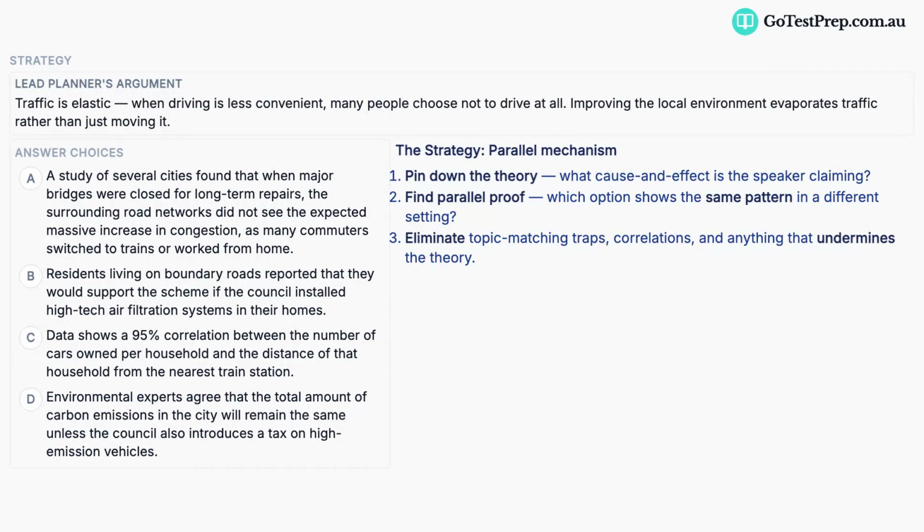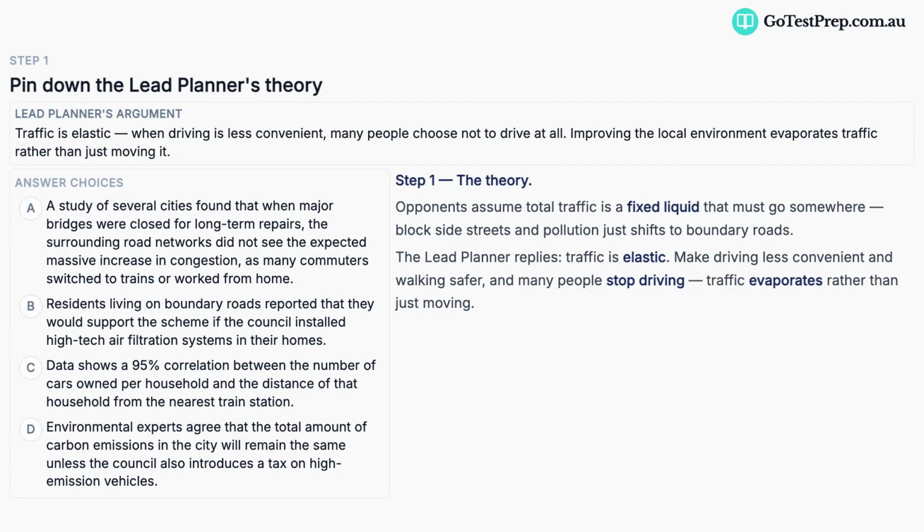Okay, so before the steps, keep the lead planner's argument on screen. For parallel mechanism strengtheners, strip the argument to cause and effect, then find evidence that proves the same pattern in a different setting. Skip options that match the topic but not the logic, and reject anything that undermines the theory. Let us pin down the lead planner's argument. Alright, let's work through it.